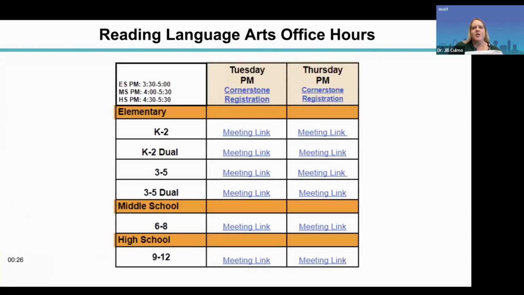And finally, in our time together today, we want to remind you that we do have office hours every Tuesday and Thursday afternoon from 3:30 to 5 p.m. These are informal times for teachers or administrators to pop in and receive support either from an RLA coordinator or from a district Amplify coach. Again, these are informal, come and go on Tuesday and Thursday afternoons.